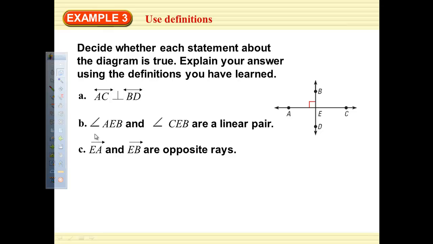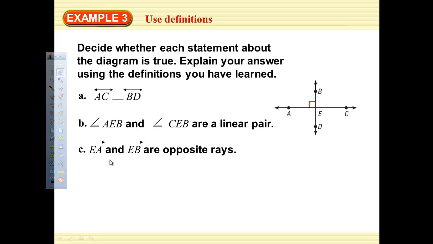For the second one, we've got AEB and CEB are a linear pair. If we look again, since this is 90 right here and that's 90 right here, these two angles together end up being 180 degrees. So by the definition of a linear pair, linear pairs are supplementary. We can state that this is a true statement as well.